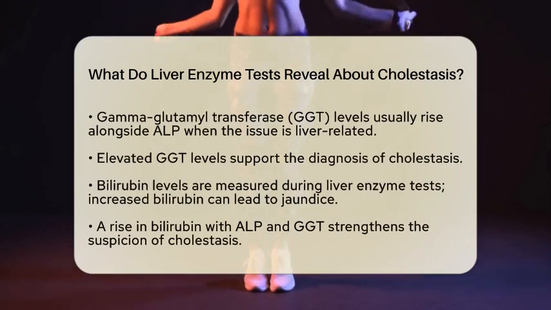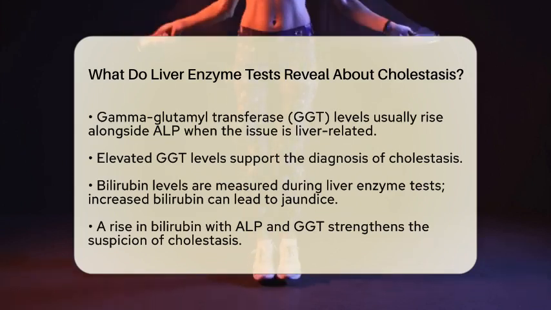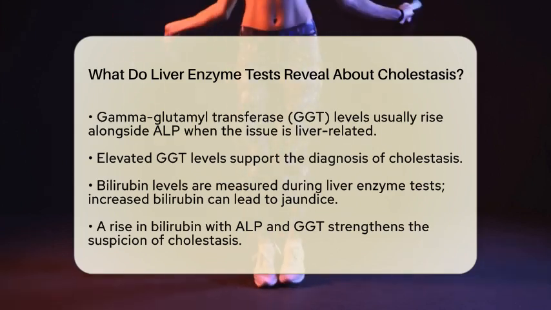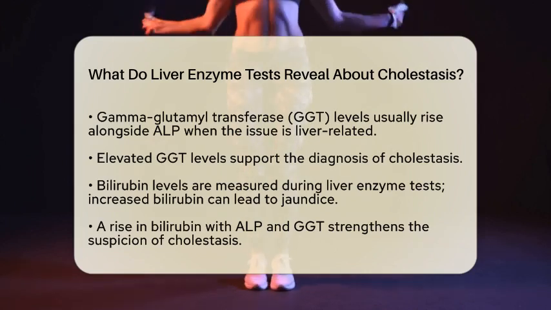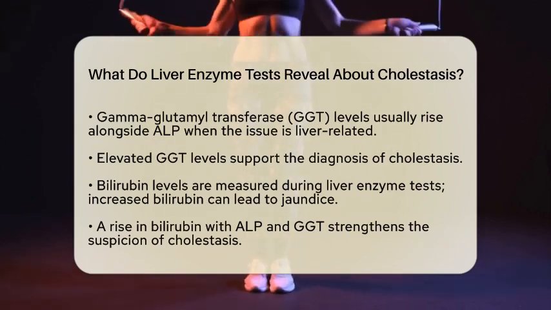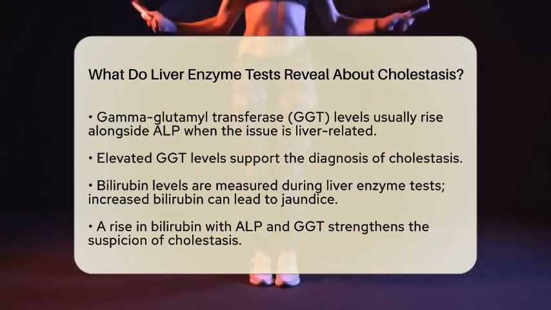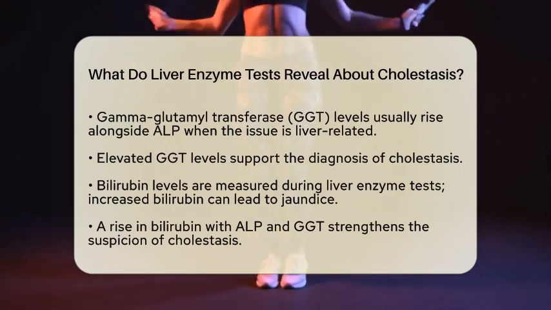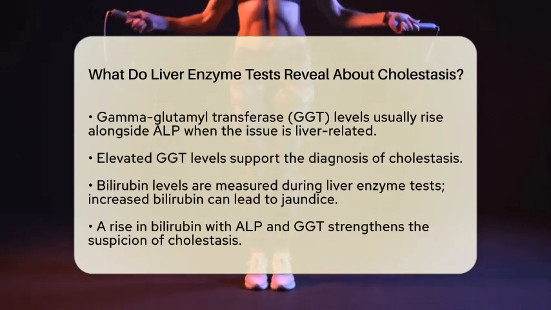Bilirubin levels are also measured during these tests. When bile accumulates in the blood, total and direct bilirubin levels can increase, leading to jaundice. If bilirubin levels rise alongside ALP and GGT, it strengthens the suspicion of cholestasis.